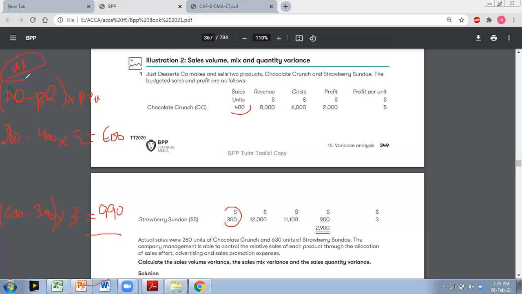Now let's do our mix and quantity variances, right?